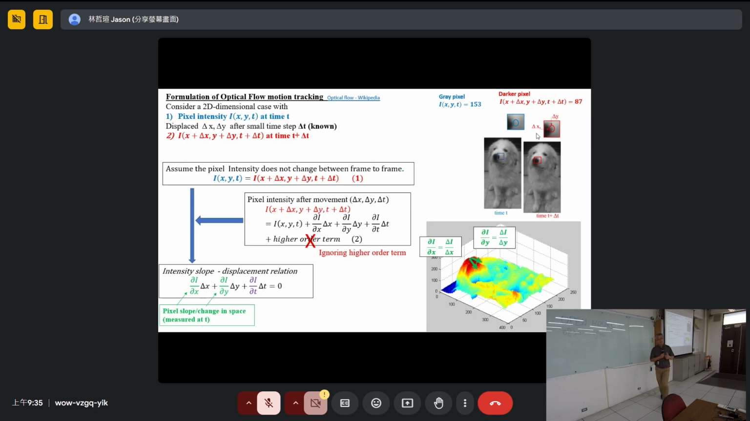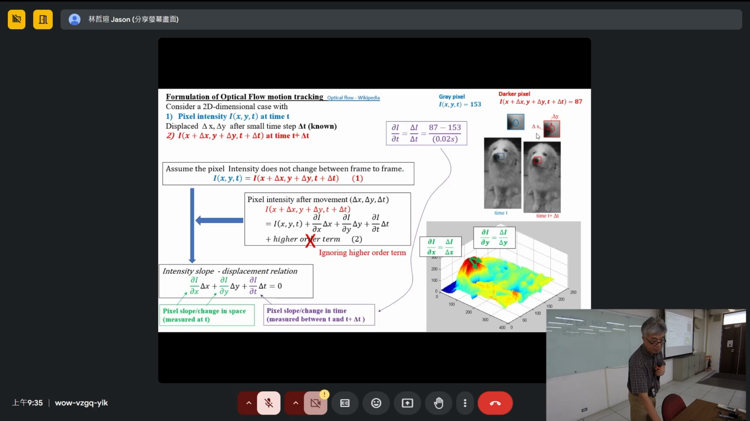This time slope, pixel change with respect to time, is this one. We just talked about it. This can be calculated by looking at one pixel from one frame to the next frame. So now we have these two. And delta t in this case is 0.02, so this is also known. So almost a happy ending, but delta x, delta y, we don't know. One equation, two unknowns. Can we solve this? How many equations do we need? At least two.